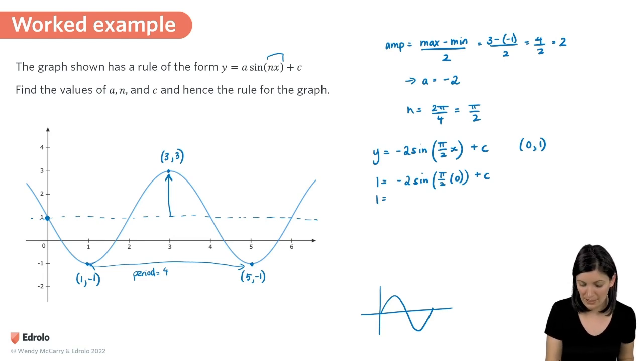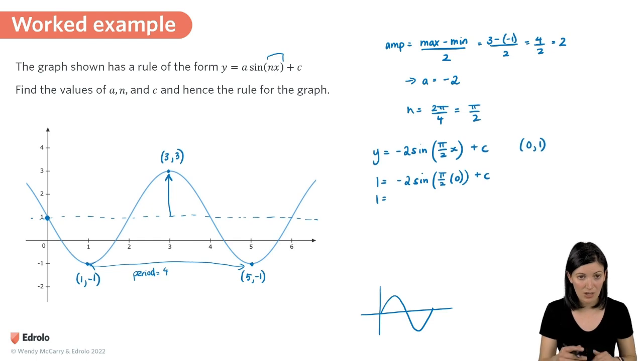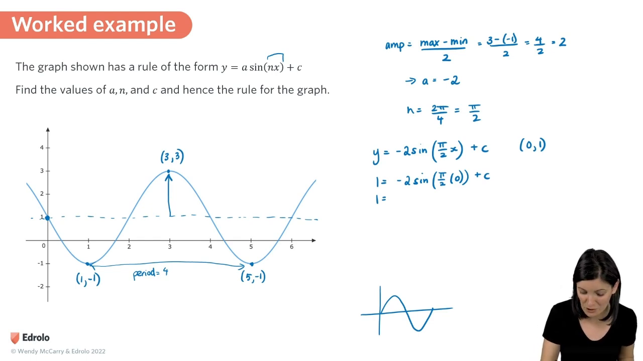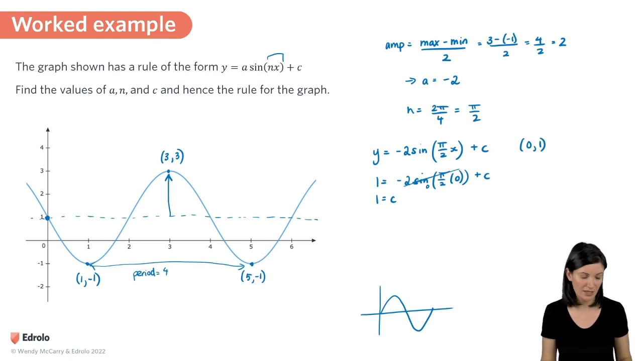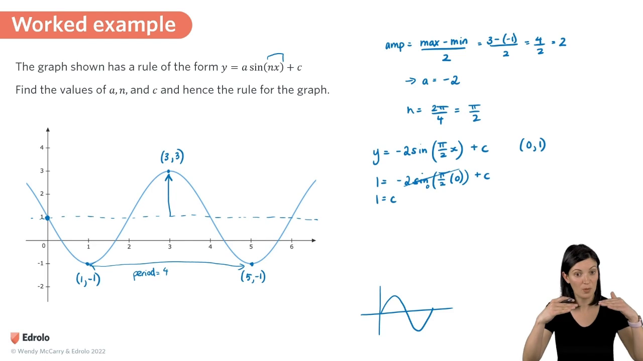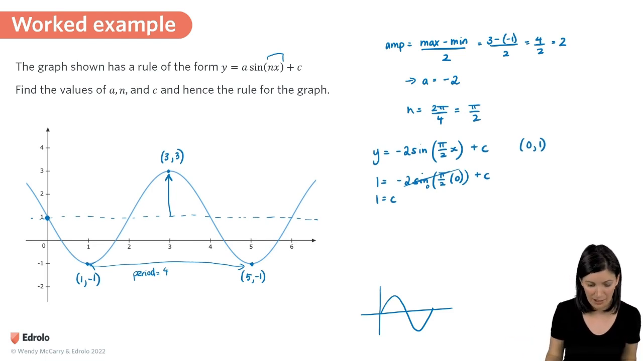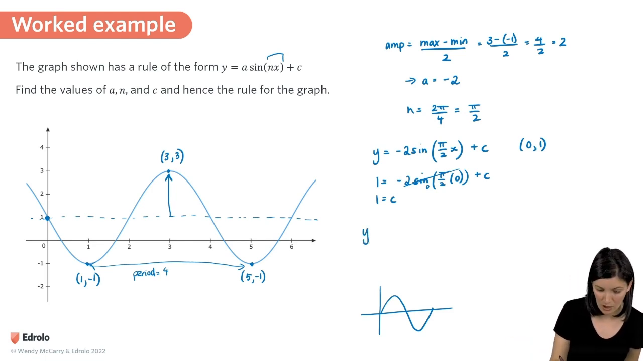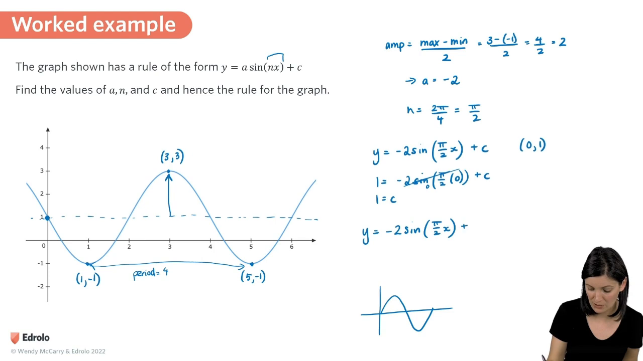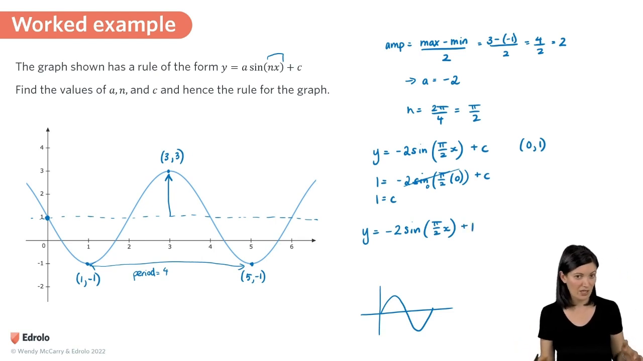Now look at what happens here. Sine of pi on 2 times 0 is 0. Sine of 0 is 0. -2 times 0 is 0. So this whole thing is just 0. So I end up with c is equal to 1. And again, just looking at that graph, you could probably tell that it's been translated up 1, but it's always good to check algebraically. So now I've got y is equal to -2 sine of pi on 2 x plus 1, and there's my rule.